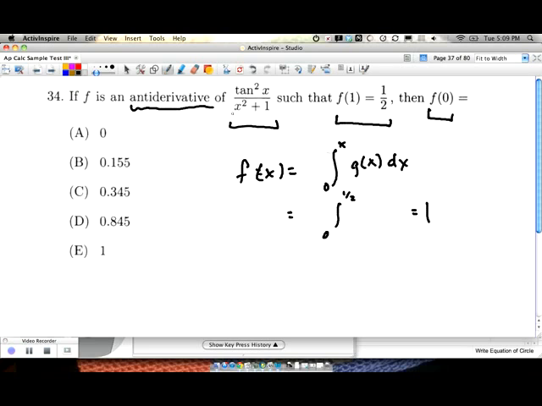F is an antiderivative of this. Oh, so that means that this is our little g of x. So we have to take the antiderivative of that. Wow. Okay. Let's do this. Oh, I see what's going on. If we have tangent of x over, and this is squared, we got x squared plus 1. Well, I know that the integral, the antiderivative, or let me put it this way.